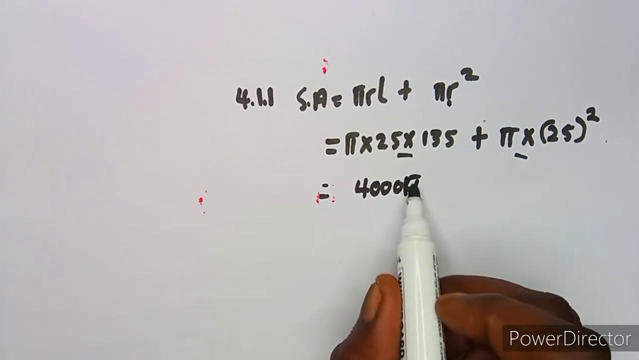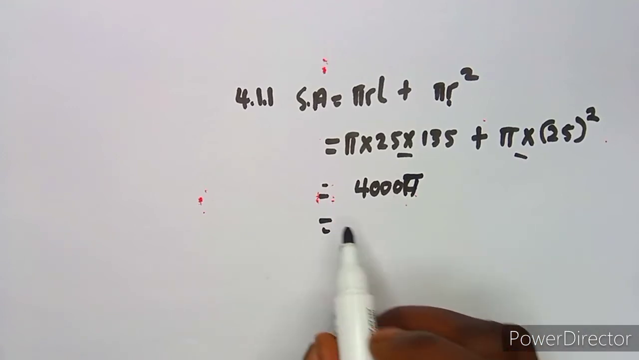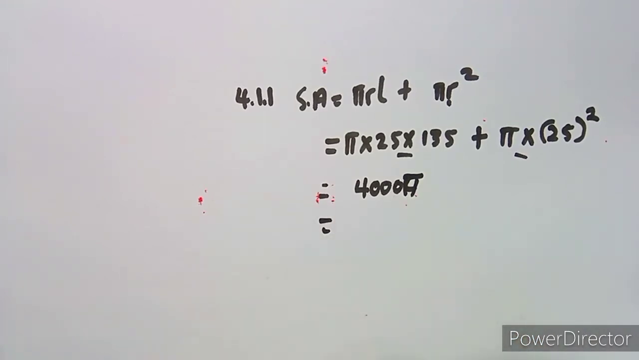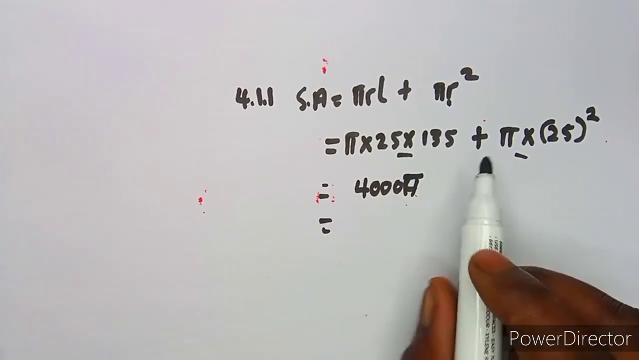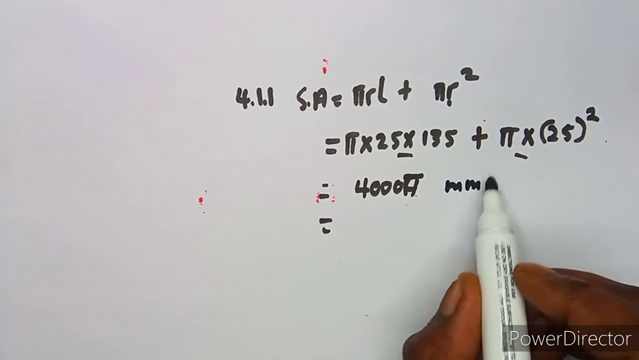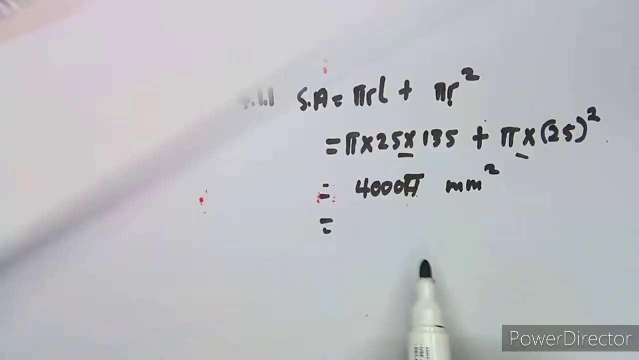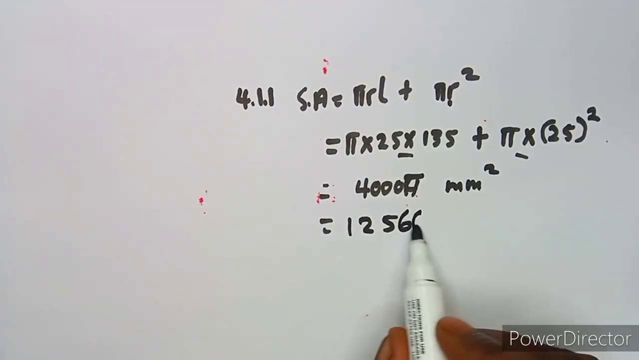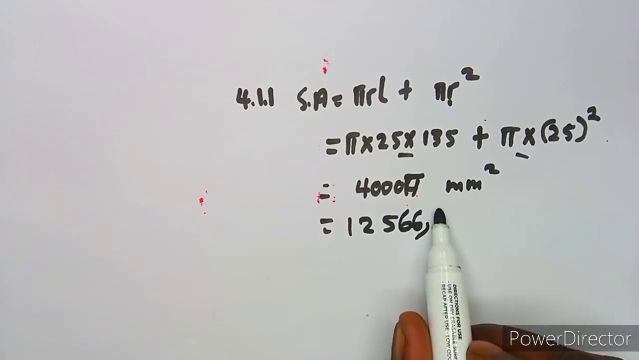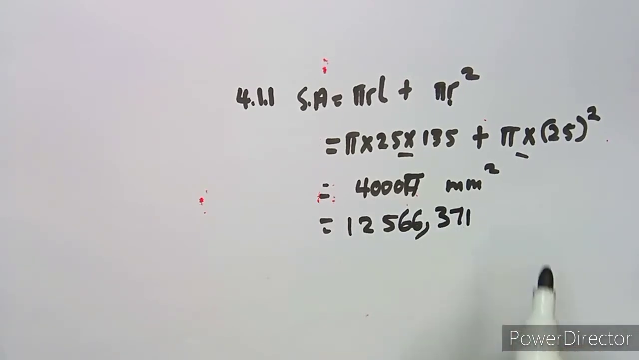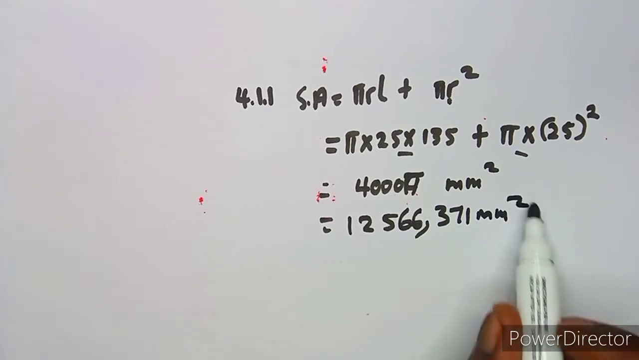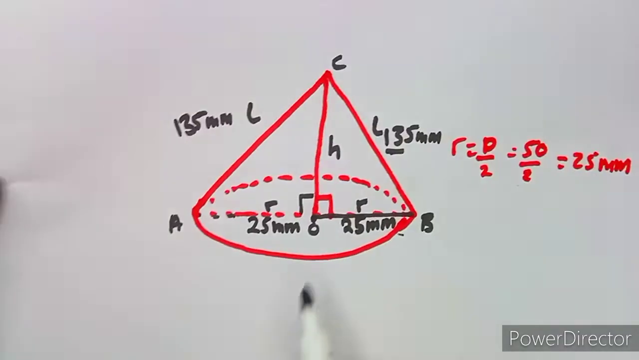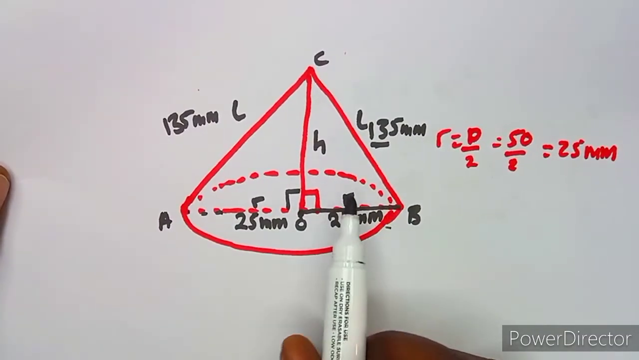All right, then we can just write this as a decimal. This is area in square millimeters, or you can just express it as a decimal. That will give us 12566.371. Yes, if we round off, it will be like that. So that is actually the surface area.